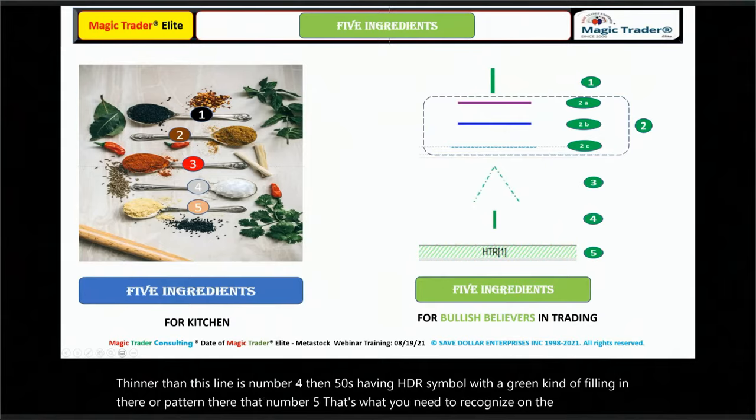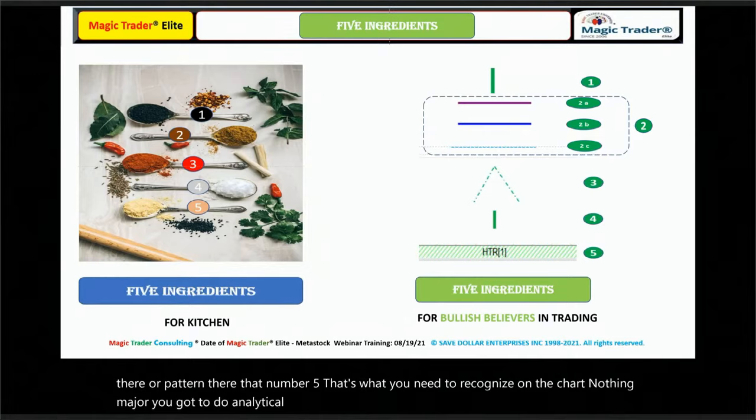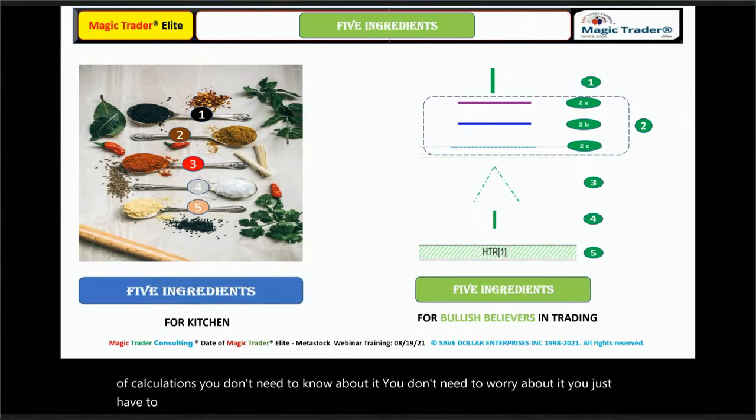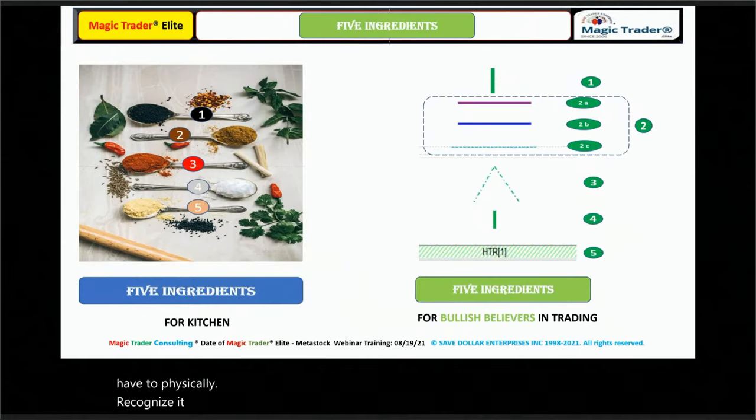Nothing major. You've got to do analytical work, but the software does it all for you. Each of them has a lot of depth of calculations. You don't need to know about it, and you don't need to worry about it. You just have to physically recognize it. And if you are not willing to do that, you could scan for those things.